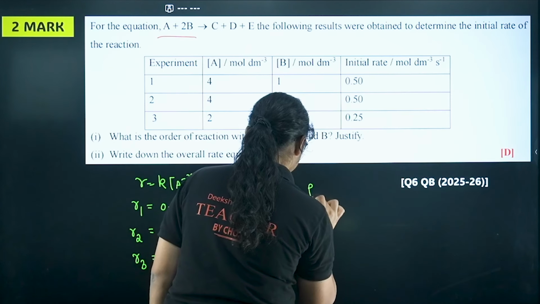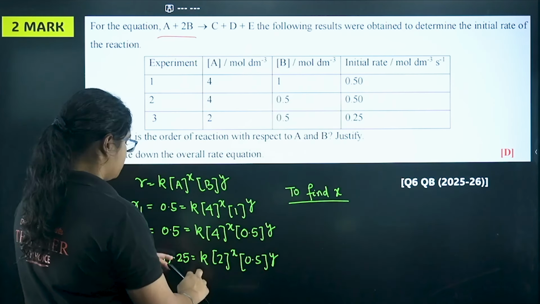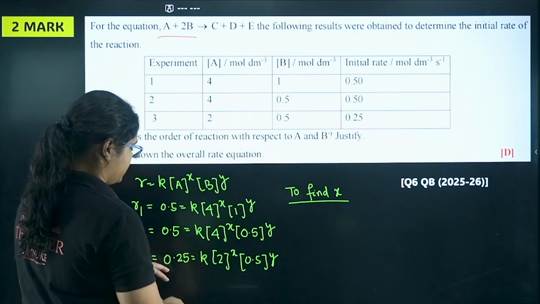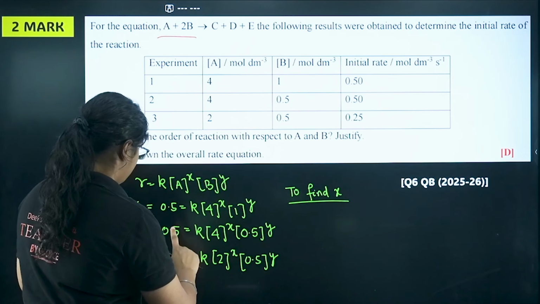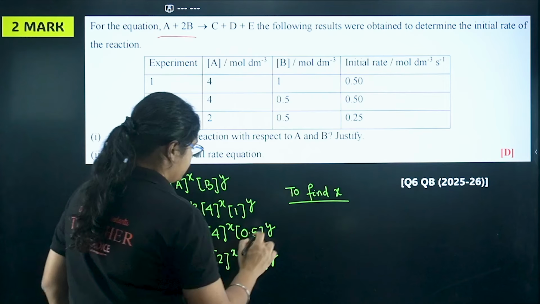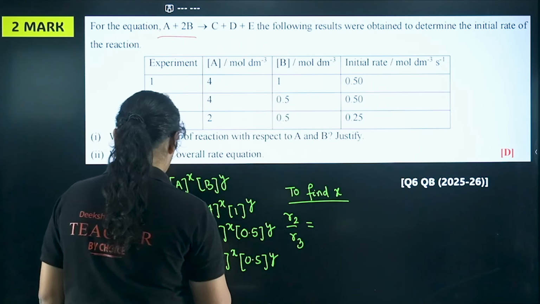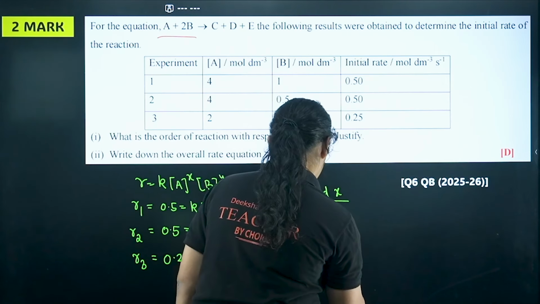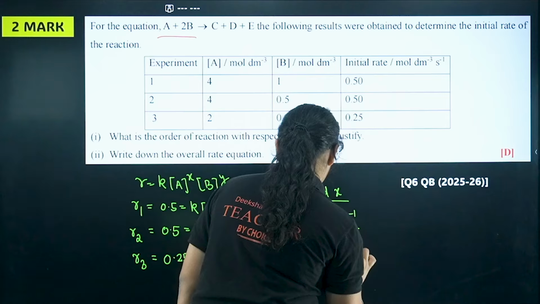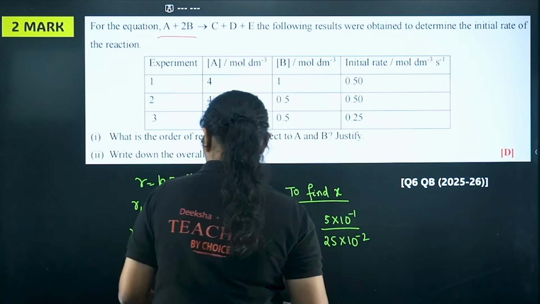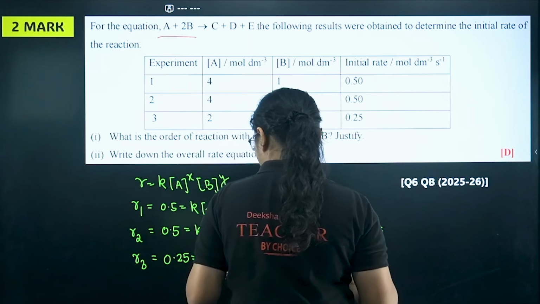To find X, what will happen? You can just divide these two equations. I can say we can divide R2 by R3, that is equal to 0.5 by 0.25, so I can write 5 into 10 to the power of minus 1 by 25 into 10 to the power of minus 2, is equal to K over K, and 4 by 2, right?